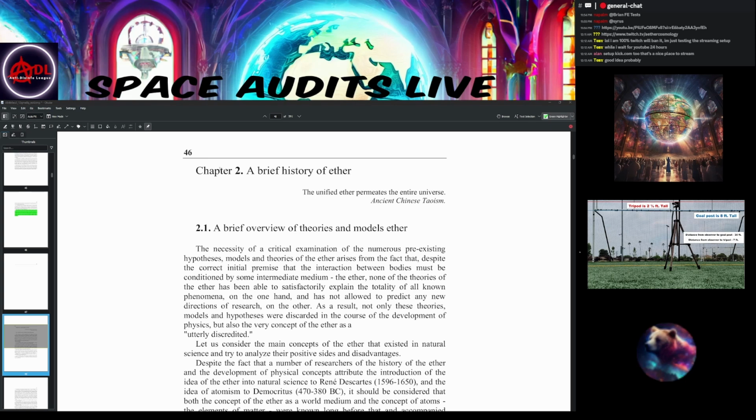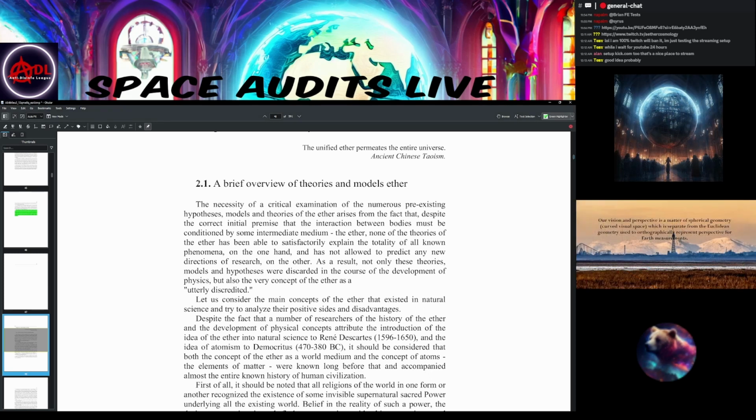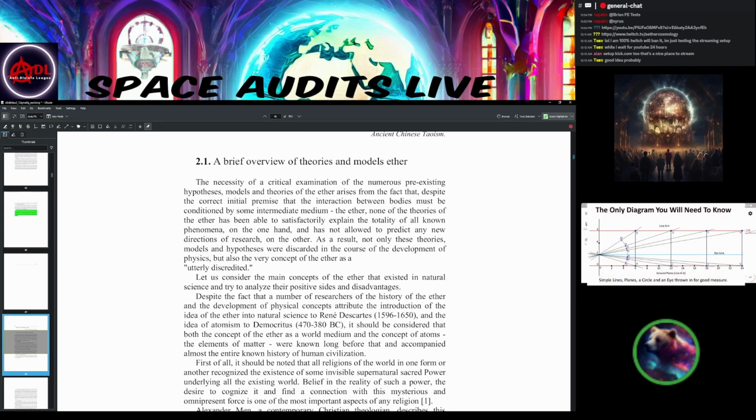Chapter 2, A Brief History of Ether. The unified ether permeates the entire universe. And that's an ancient Chinese Taoism quote or idea, allegedly. Chapter 2.1, A Brief Overview of the Theories and Models of Ether. Okay, so now we're going to get into the ether, or the history of it, rather.